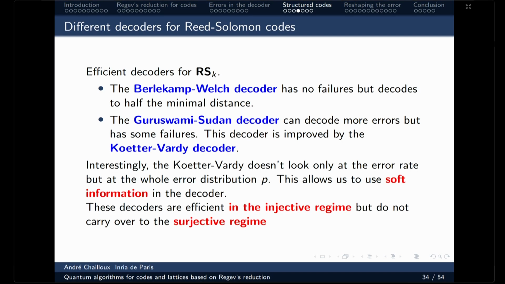So we know how to decode; these are really non-trivial decoders, but they do not carry over to the surjective regime. Because the dual code is also a full support Reed-Solomon code, can we use them to find small codewords, not too large ones? Then, okay, we don't know how to do it.